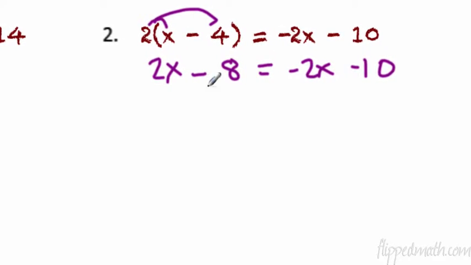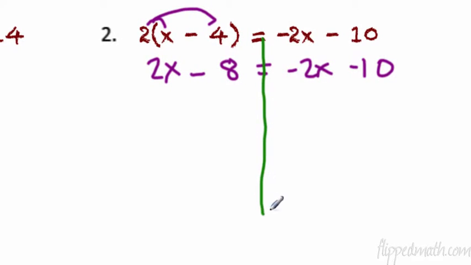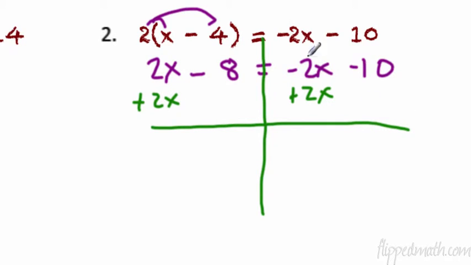Now, we look at the equation, and again, here's the center of it. I want to get rid of the term that has variables that is the smaller of the two terms. Okay, so I have a 2x here, and I have a negative 2x. Which one is smaller? The negative 2x. So the opposite of that is we add 2x to each side of the equation. Plus 2x, plus 2x. Draw the big line down.